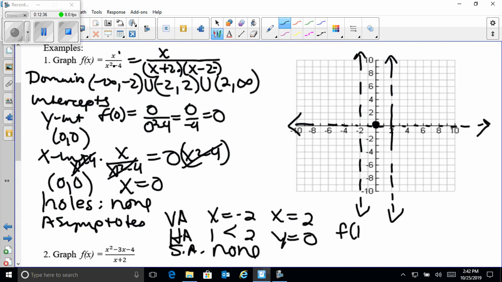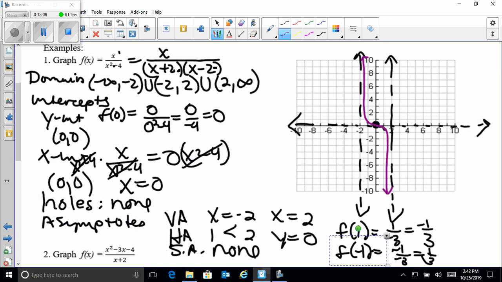I can plug in 1 to get a general feel of what that's going to look like. And that's 1 over negative 3, or negative 1/3. So that's going to be right about there. I can plug in a negative 1, I get a negative 1 over negative 3, so it's going to be a positive right there. So it's giving me a general idea of what it's going to look like on this side.